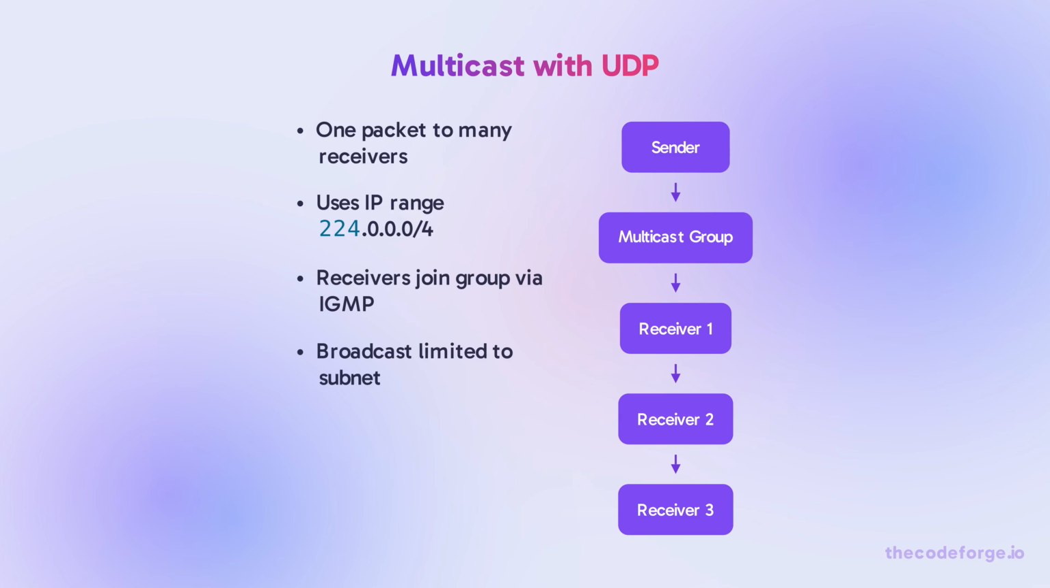TCP is point-to-point only. If you want to send the same data to 1,000 receivers with TCP, you open 1,000 connections and send the same bytes 1,000 times. UDP solves this with multicast and broadcast. One packet sent from the source, and the network delivers it to every interested receiver.